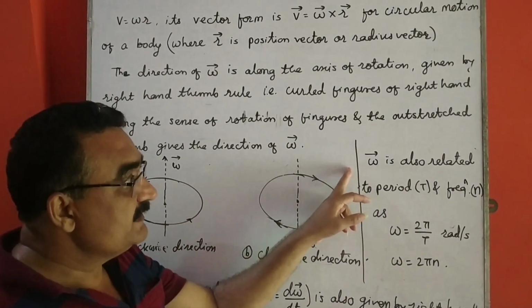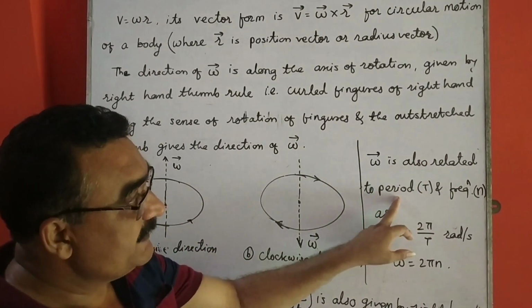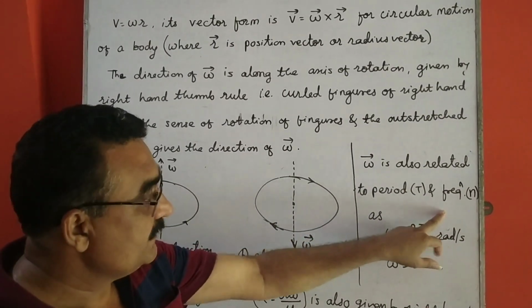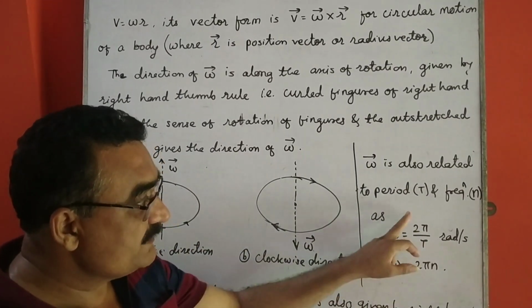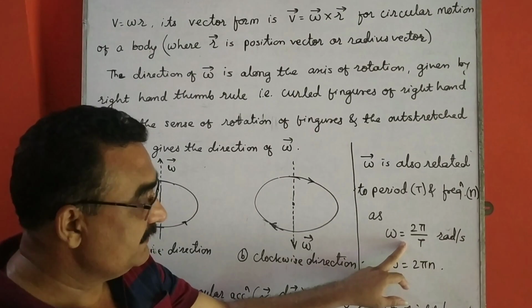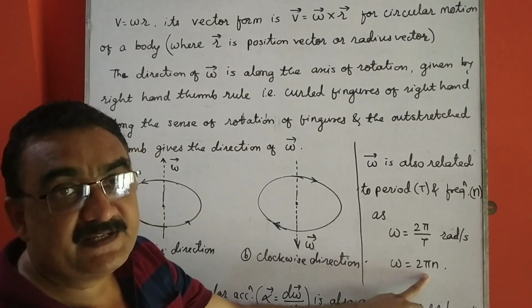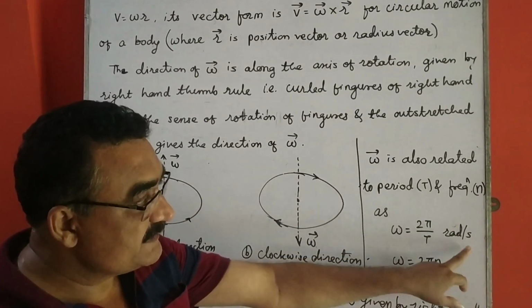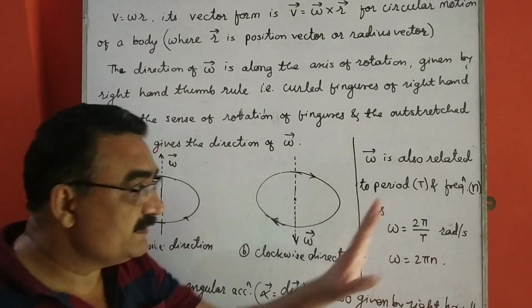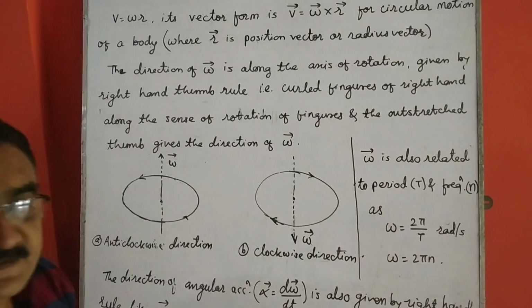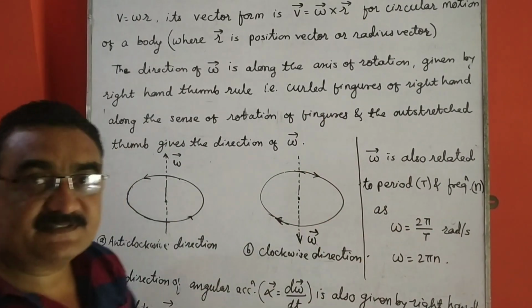This ω is related to period and frequency, given by ω = 2π/T and ω = 2πn. The unit of ω is radian per second. You know it, and from that we can write the dimensions. Here radian is dimensionless.